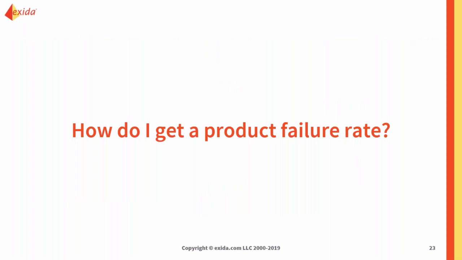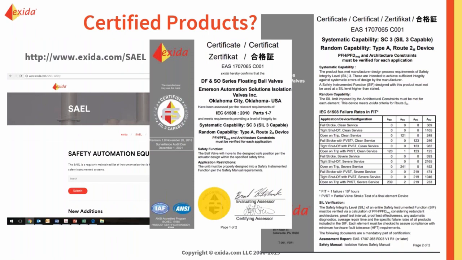So now I know what a product goes through to get its failure rate, but how do I get a product's failure rate? Well, if you're using certified products, that's really easy. You can go on the SAEL website, pull up any of the certificates, go on the back of the certificate. It's going to give you all of your failure rates. As you can see here, I didn't zoom in, but we have it broken up into safe detected, safe undetected, dangerous detected, and dangerous undetected failure rates per each different application. Close on trip, open on trip, tight shut off. We have it for clean service, severe service, with partial valve stroke testing, without, all of the different applications this particular device is good for.